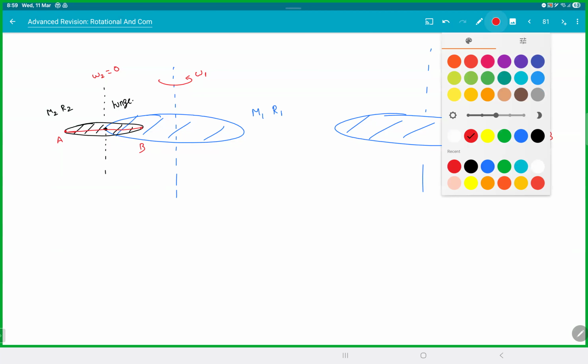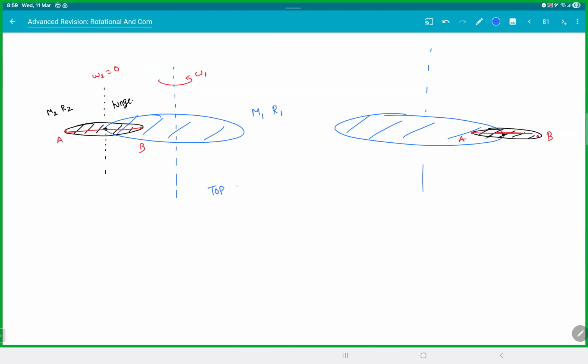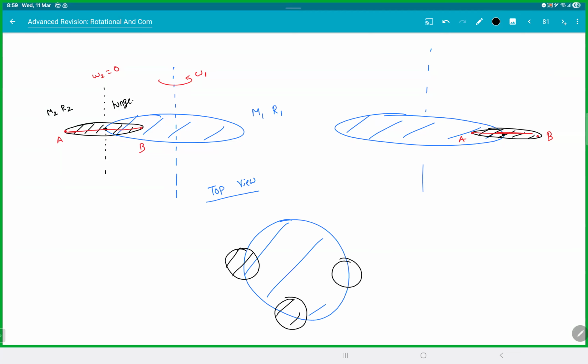If you see the top view, look at the top view, okay? This is the big disk. This is the black wala disk. Now, if you look at the line AB, it always looks like this. This is A, this is B, this is A, this is B, this is A, this is B. Isn't that how the path will be?